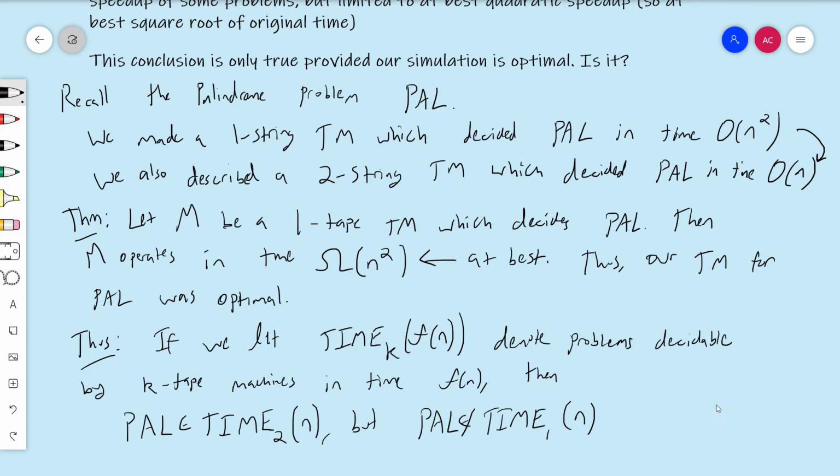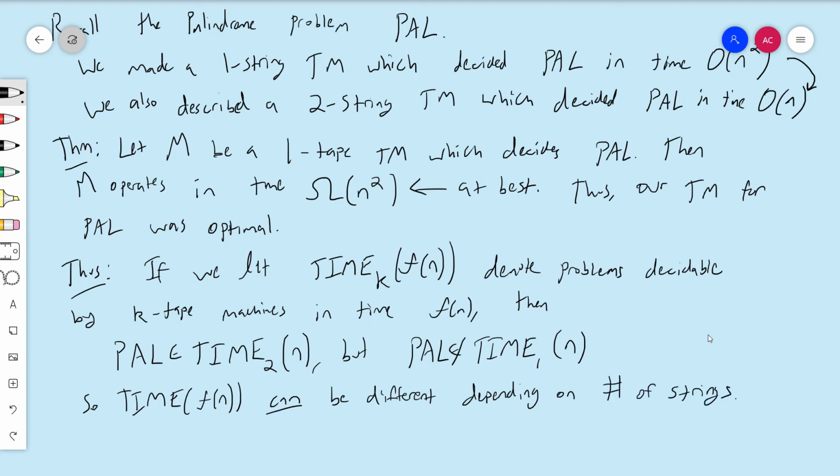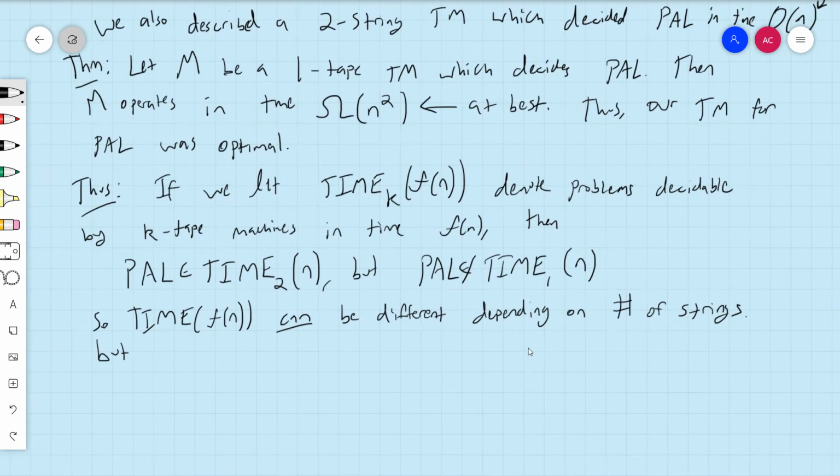So time f of n can be different depending on the number of strings. But it won't be better or worse in a way that really changes much. But this doesn't really matter much.